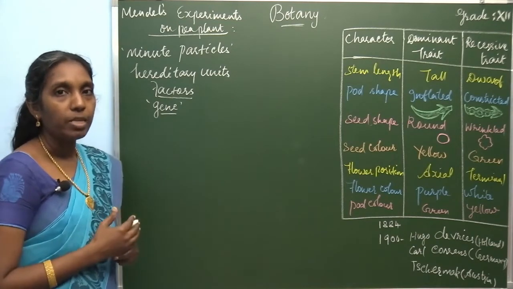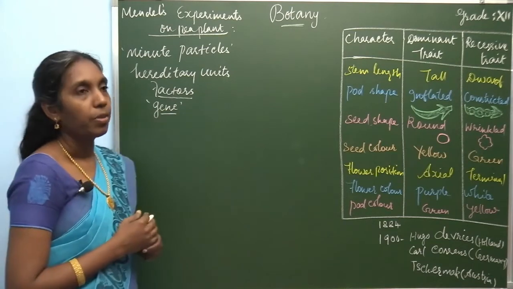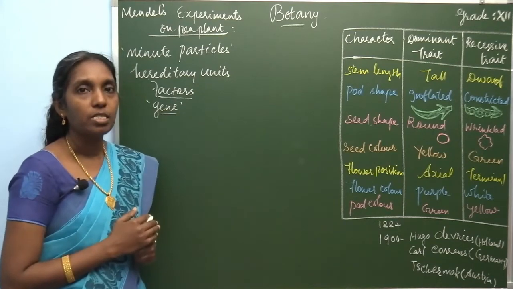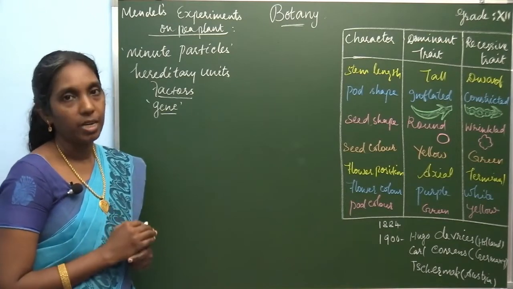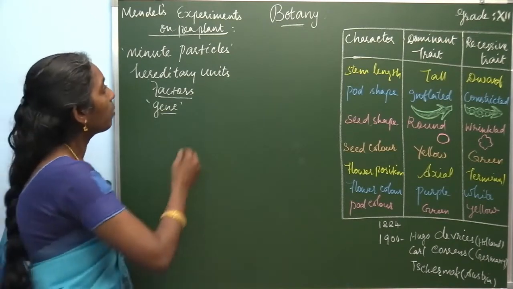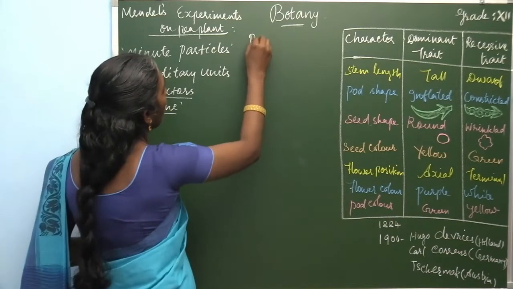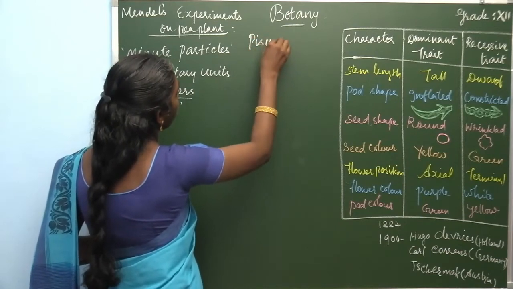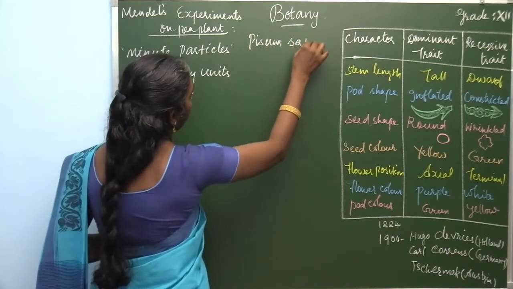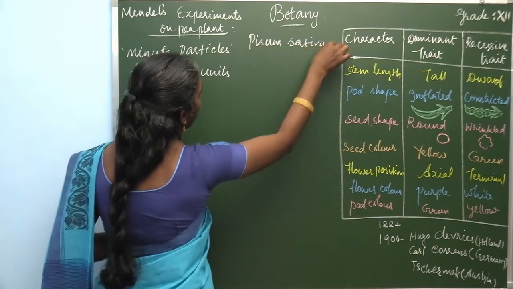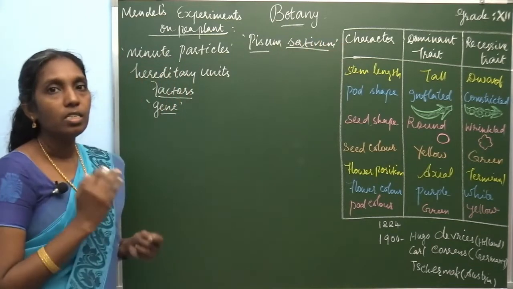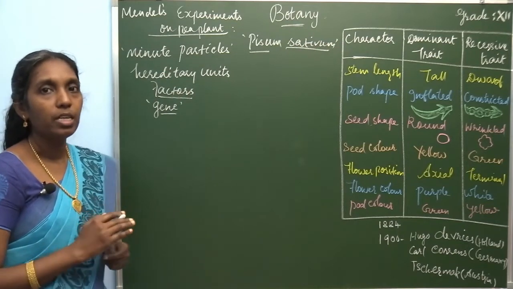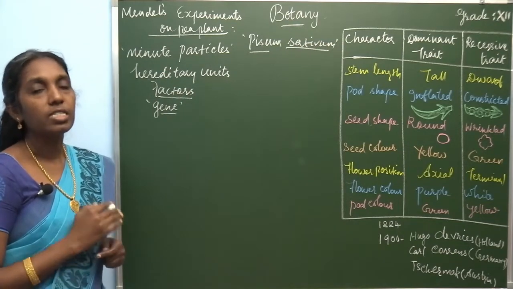He experimented on pea plants. All of Mendel's experiments were on the garden pea plant. The botanical name is Pisum sativum. In this plant he performed all his experiments and recorded them.